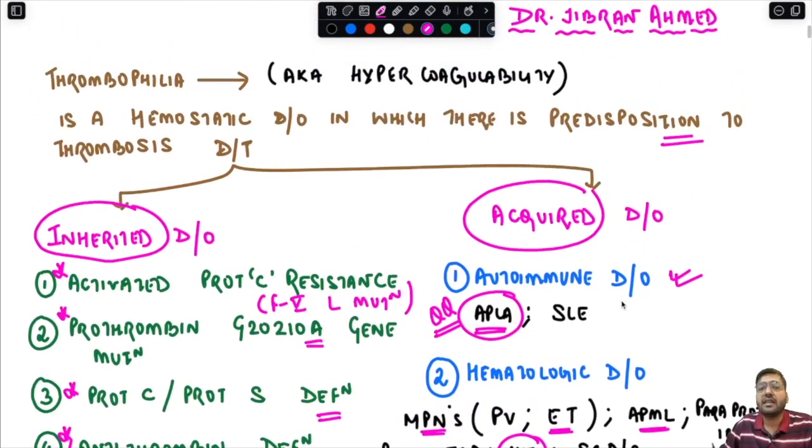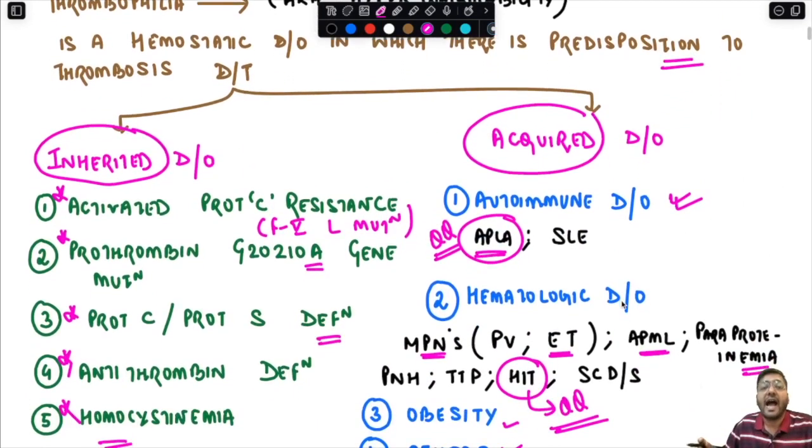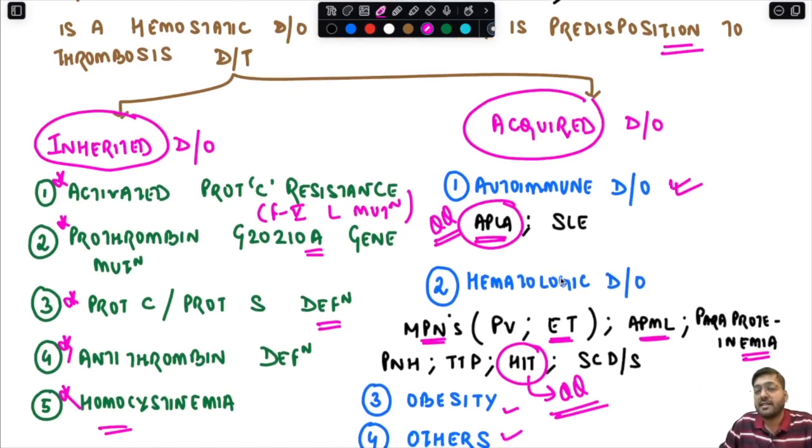So this is the basic classification of thrombophilia. We have seen the inherited disorders and the acquired disorders, and I have also said the most important questions which can be asked as a separate long answer are APLA syndrome and HIT syndrome, and among the inherited disorders, factor V Leiden mutation can be asked as a separate exam question.